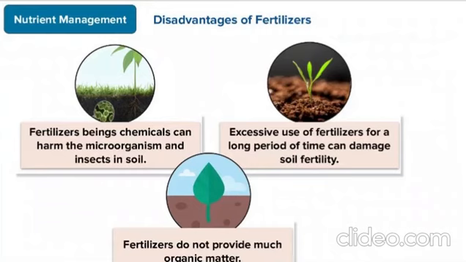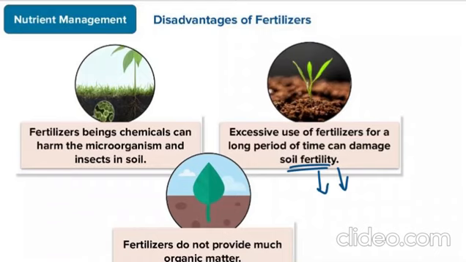But there are disadvantages. There are more disadvantages of fertilizers. Why? Because of the friendly earthworms and microorganisms which help the plants, the fertilizers are chemical, so they will harm them. If we use too many fertilizers, the soil fertility will decrease. Fertilizers do not give much organic matter, but they give specific nutrients. And manure gives too much organic matter, but doesn't give specific nutrients. So that is why they both have their own advantages.